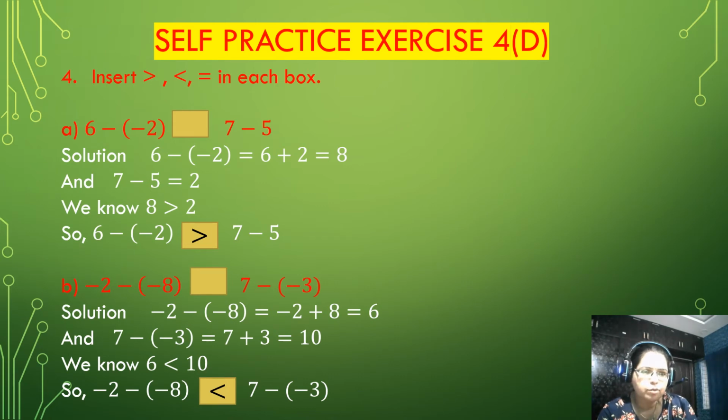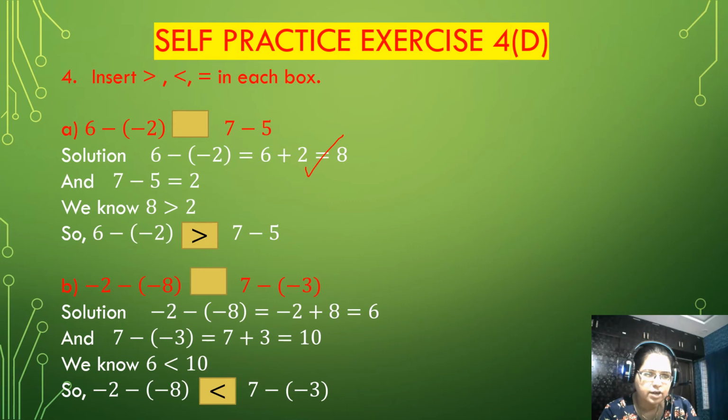Now we have to solve question number 4. Question number 4 is: insert greater than, less than, or equal to in each box. First bit is 6 minus of minus 2, box, 7 minus 5. Left hand side expression is 6 minus of minus 2. First we solve this left hand side expression. 6 minus of minus 2: minus of minus is plus. So 6 minus of minus 2 is 6 plus 2, that is 8.